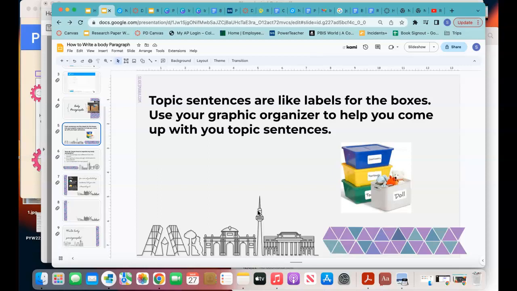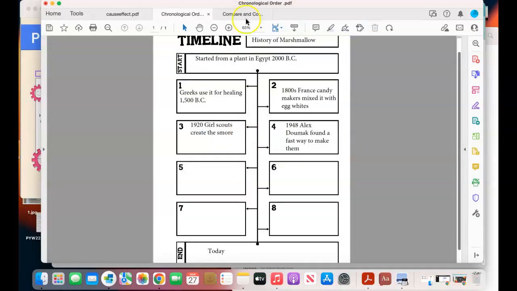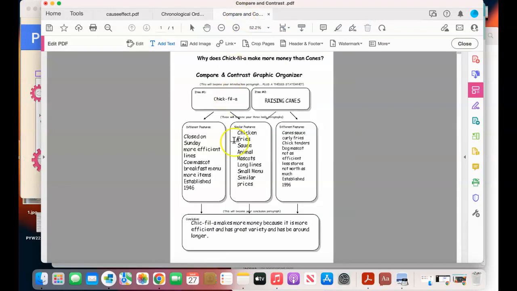So today we're going to talk about how you can use your graphic organizer to help you come up with your topic sentences. So I'm going to show you my graphic organizer for my compare and contrast essay. So I decided to do Chick-fil-A versus Raising Cane's. And my research question is right up here. I'll see if I can move this so you can see it a little bit better. Why does Chick-fil-A make more money than Cane's?